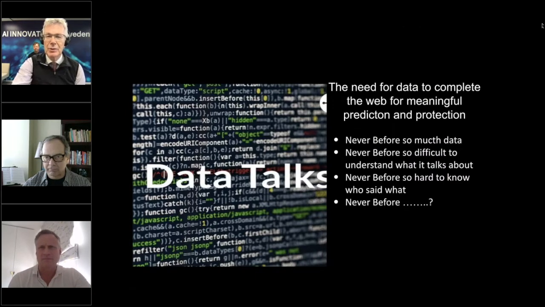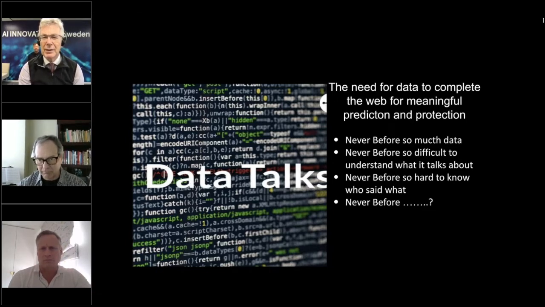I also think that it's important for us all to focus on the need for data today to complete the web for prediction and protection. We have never before had so much data that we are producing at the moment. We have never before had it so difficult to understand what it talks about, and never before so hard to know who said what. Never before. So I think this initiative we are doing here and in the rest of the world is so important for us all to really take the benefits of what we can do together. So with that, I will leave it back to Fredrik and we will start this webinar. Thank you.